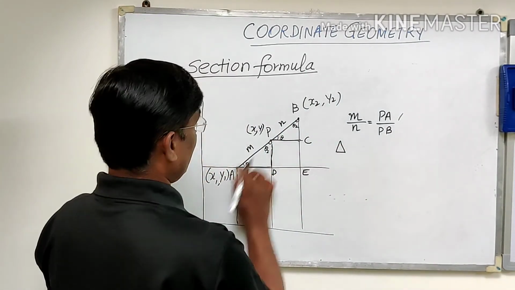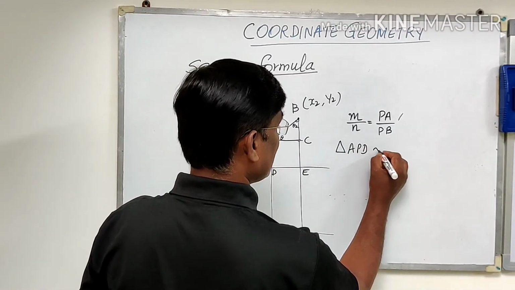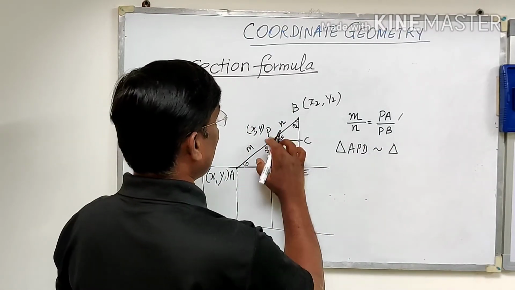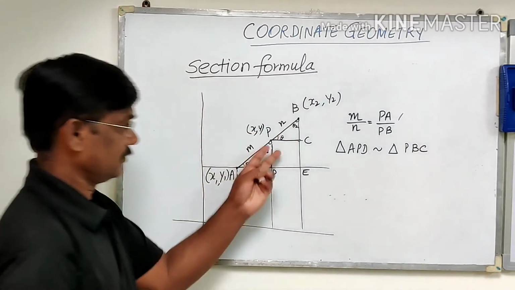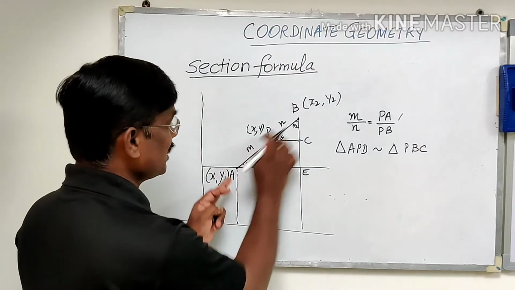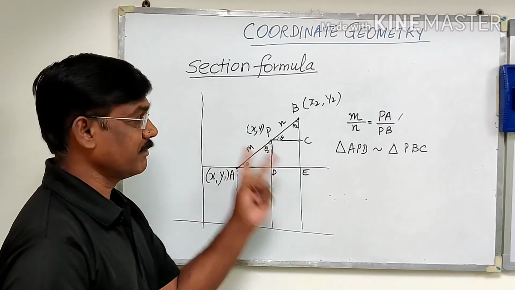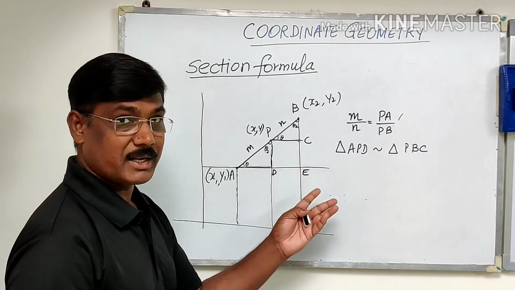Triangle APD is similar to triangle PBC. Okay. Once these two are similar, then the properties of similar triangles apply. And what are those properties?